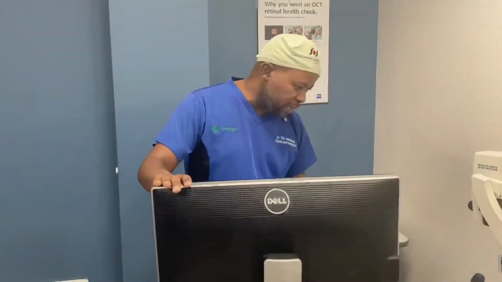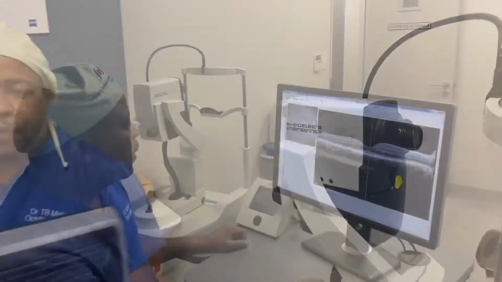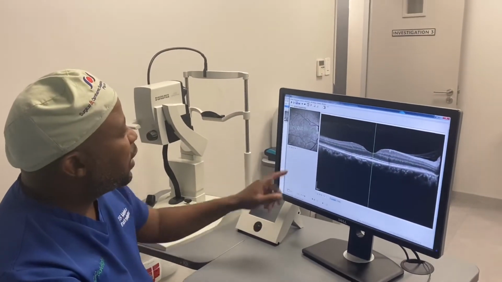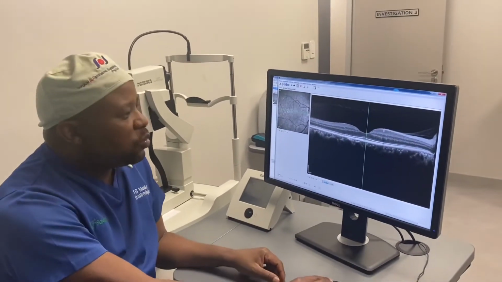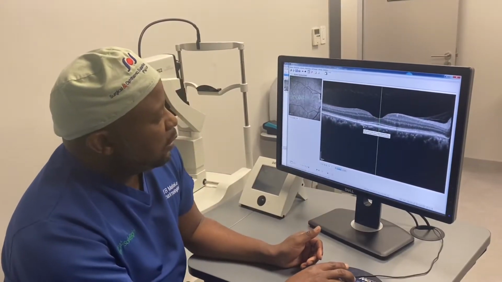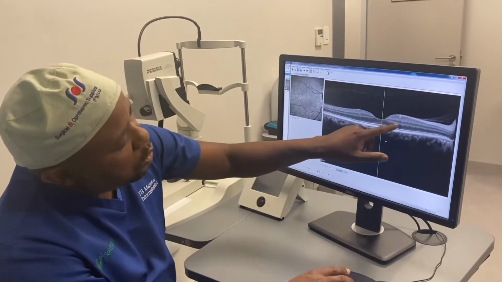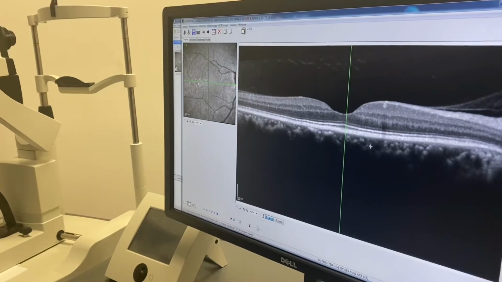The Heidelberg OCT, Ocular Coherence Tomography. The OCT is normally used to look at the macula. We take a line scan through the macula, which is the most important part of the eye, and we can see the macula in the foveal area in more detail. You can actually see all the layers of the retina and see where there's any pathology.